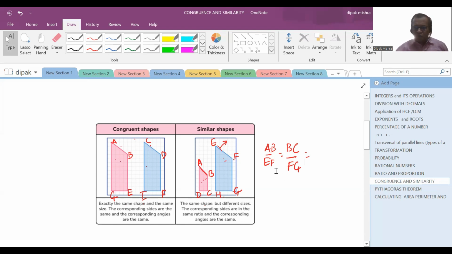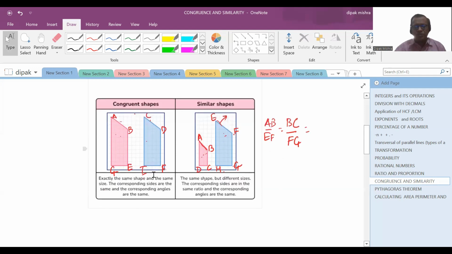Now, to call a shape similar, all we need to prove is that the angles of both the figures are equal to each other. That's all we need to do. If we prove that, then we can say the two figures are similar in shape. But for congruent shapes, if we prove that the sides as well as angles are equal, then they are congruent in shape.